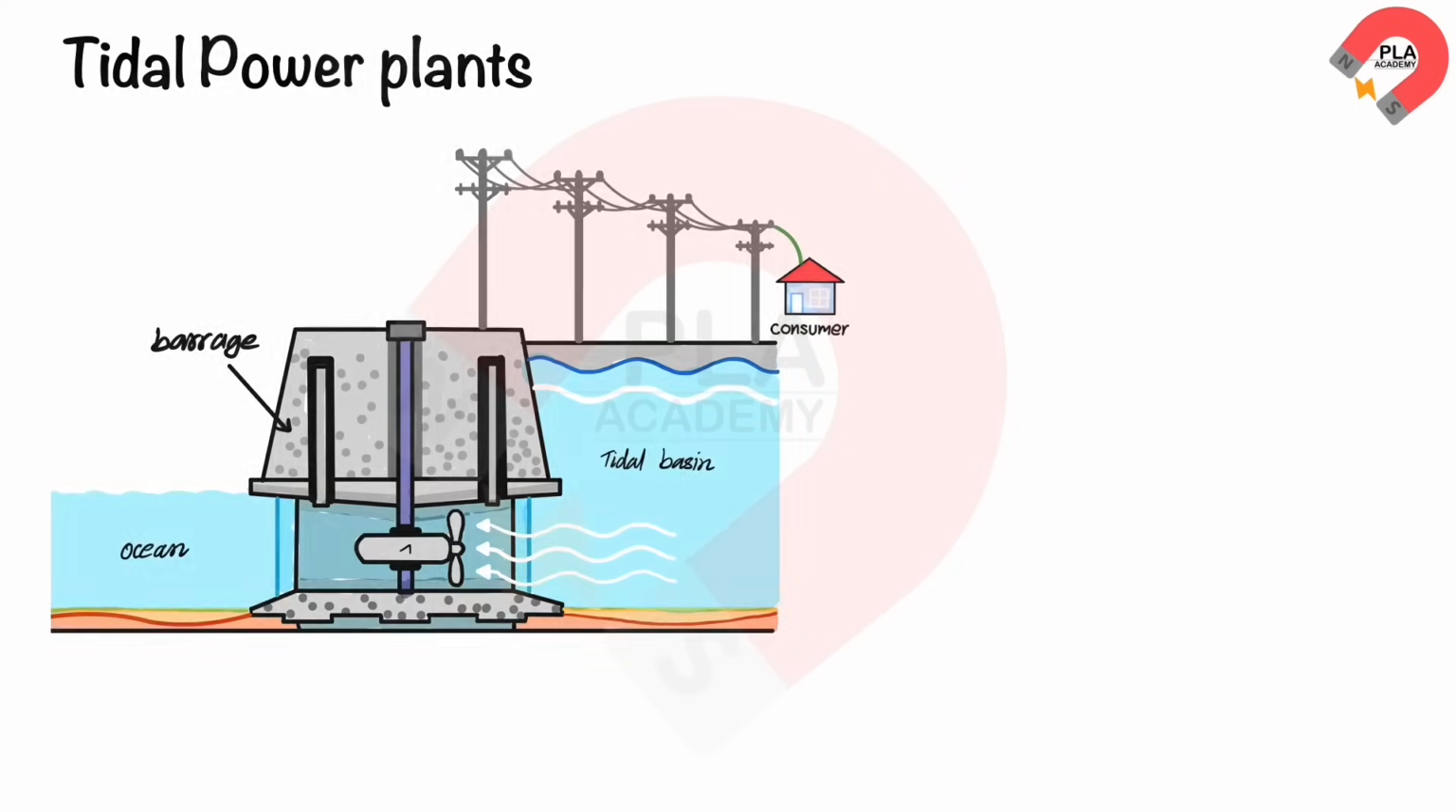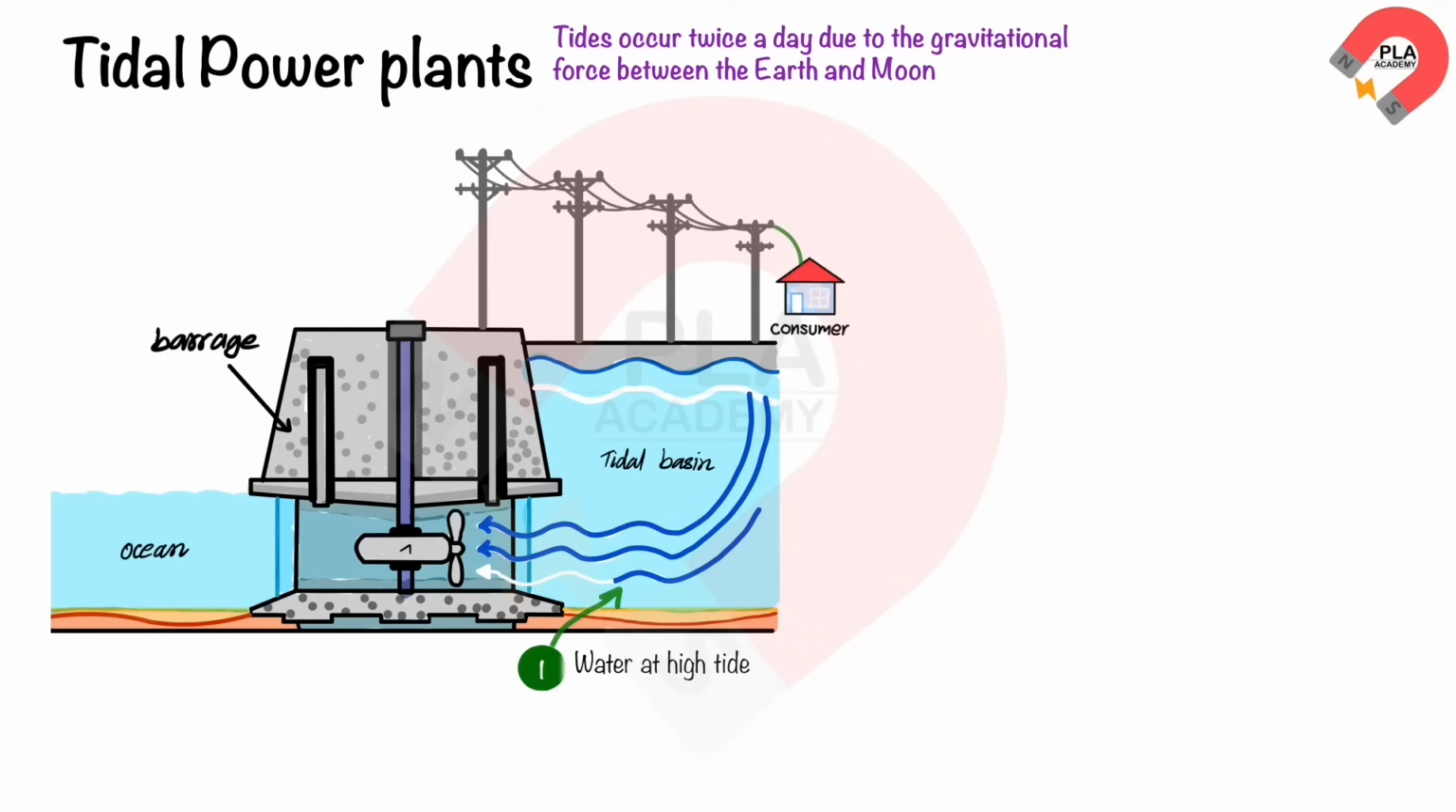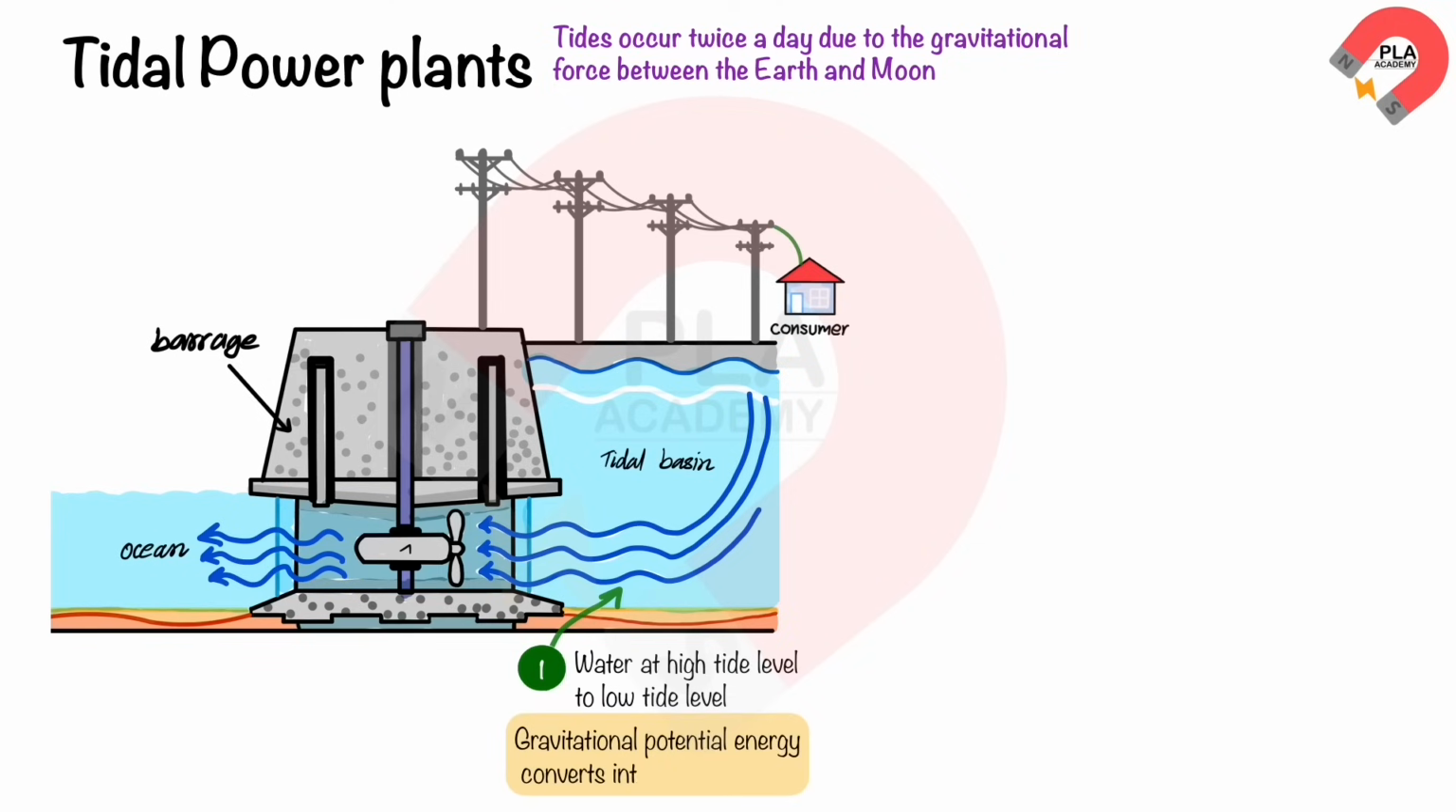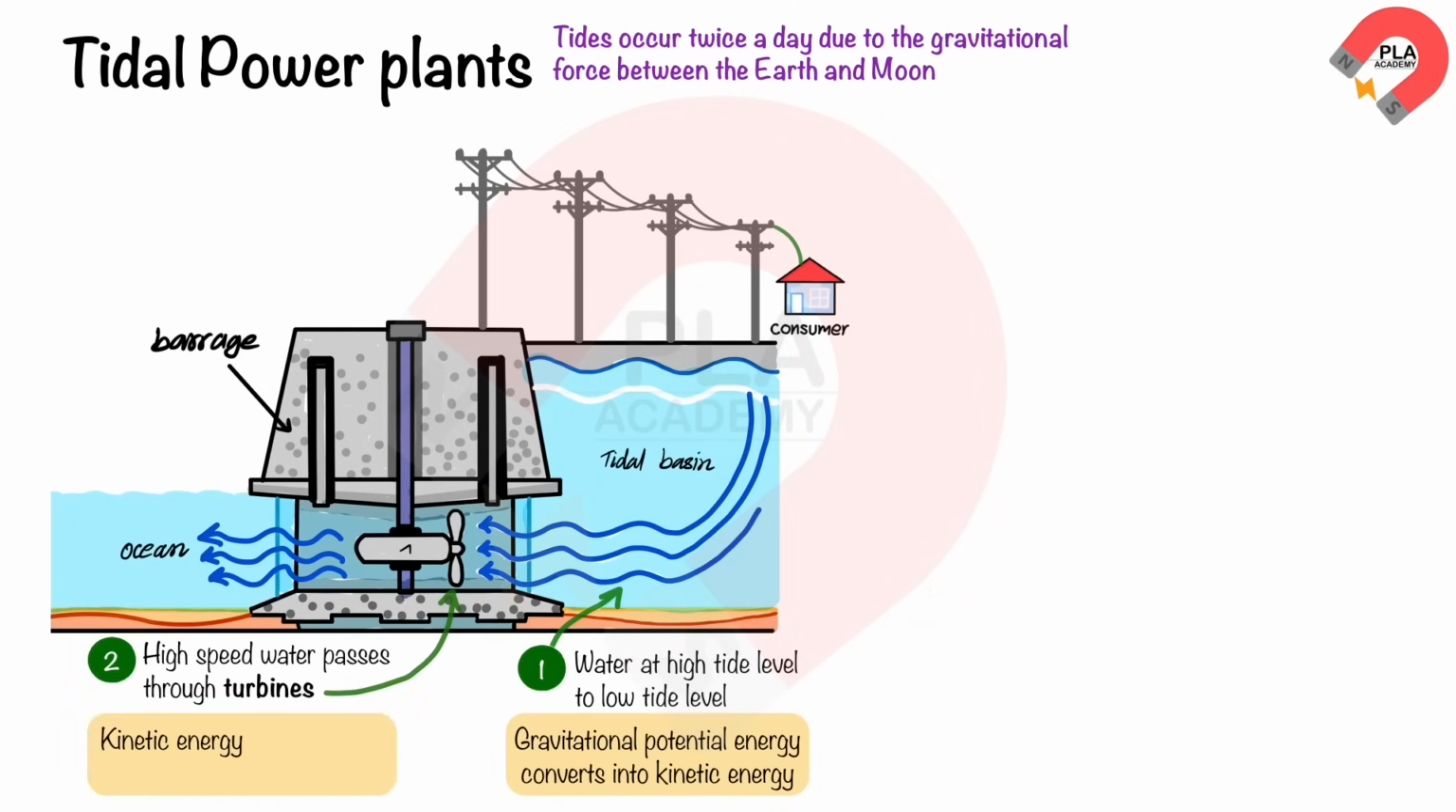Tidal power plants. Tides occur twice a day due to the gravitational attraction force between the Earth and the Moon. The water at high tide level flows to the low tide level. This converts the gravitational potential energy of the water into kinetic energy of the water. This high-speed water passes through turbines. This transfers the kinetic energy of the water to the kinetic energy of the turbines.